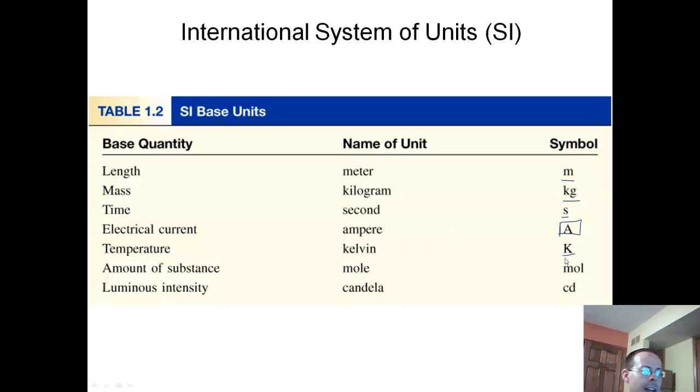Kelvin is how we do all of our gas laws. Moles is how we count how much of something we have. And then really the only one we're not going to use in chemistry is the candela. So these 6 you will be very familiar with by the end of the year.